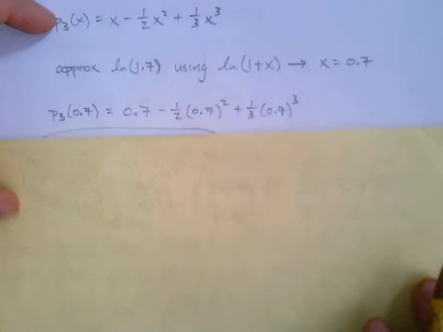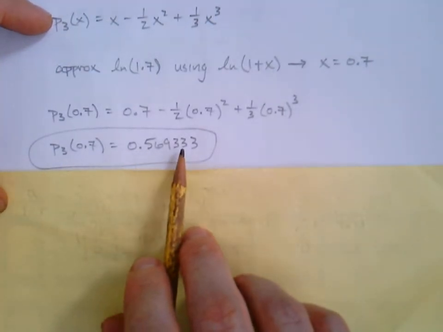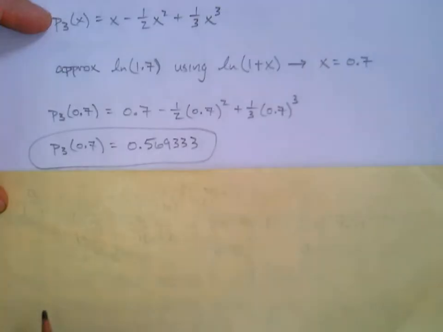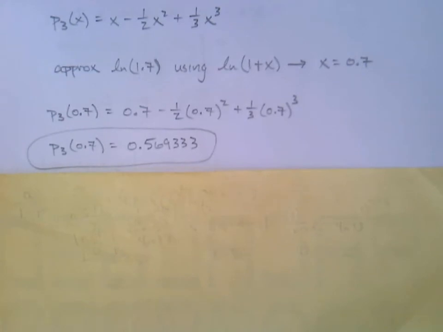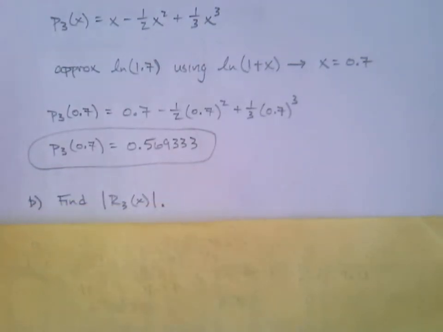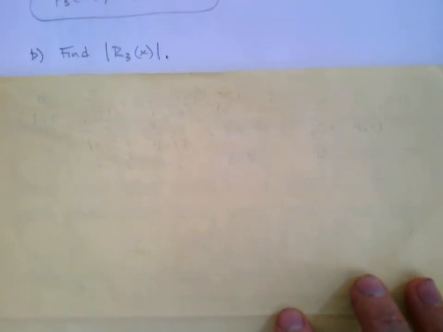Punch all that in. We were supposed to round this to 6 decimal places, and it will be 0.569333. I believe the threes just keep repeating, so we'll stop at 6 decimal places. Okay, that's really great. That gets us the third degree approximation for natural log 1.7. Pretty darn accurate, 6 decimal places. Nothing to sneeze at. And of course, we want to find the remainder, right? That's what this section is all about. Find the absolute value for the remainder of that third degree polynomial.